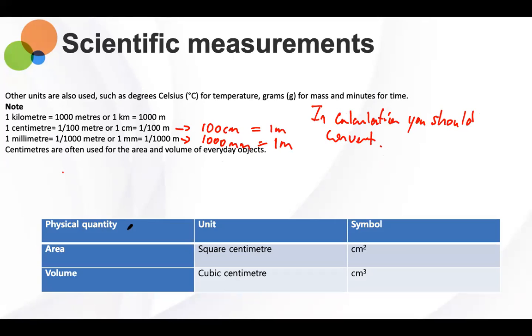Physical quantity, we have area and volume. Have you done area in maths? What is the area of a square? If you have an area, it would be length times width. That's good.